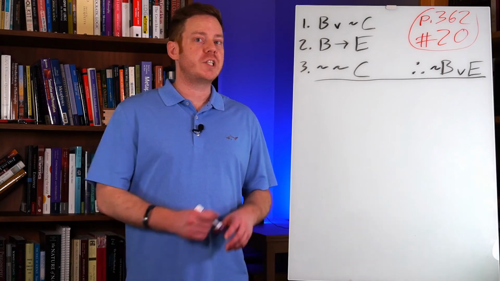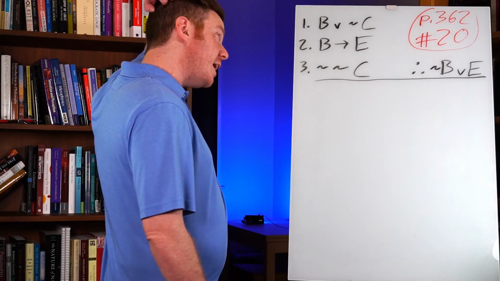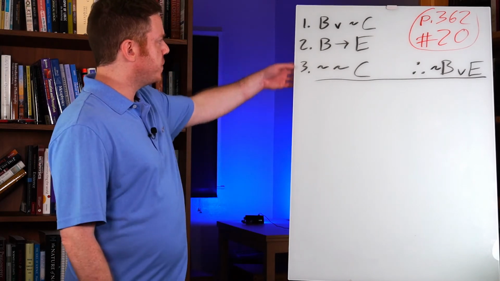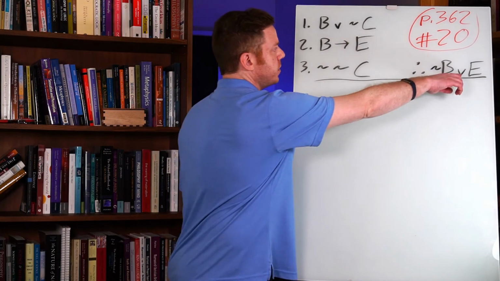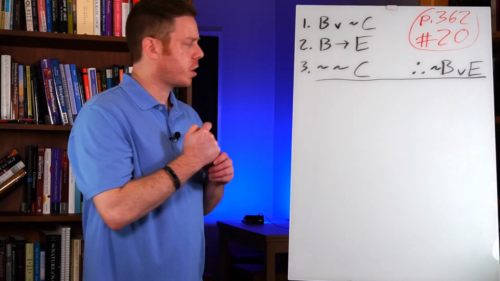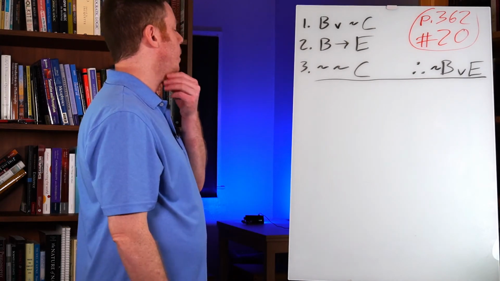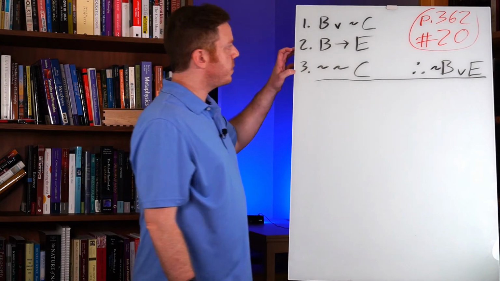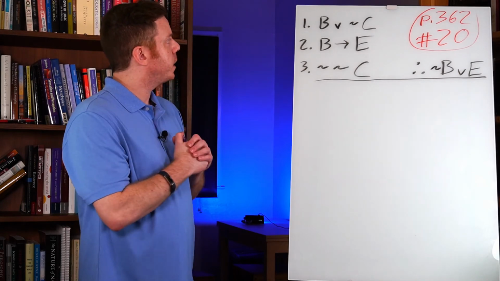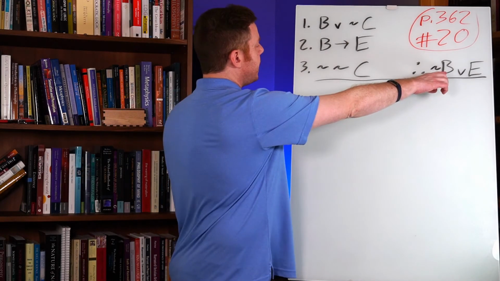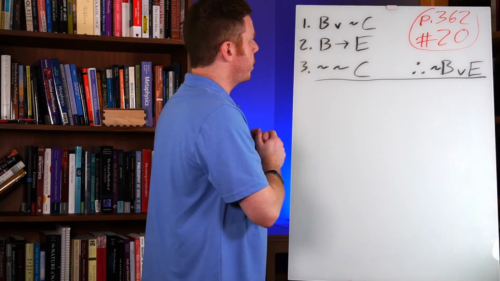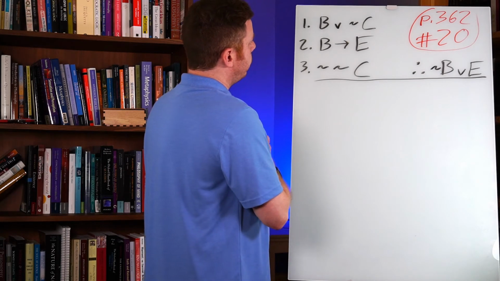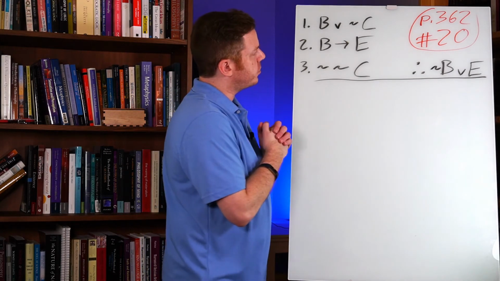Let's try one more example. So this is page 362, number 20. Here we got three premises. We're trying to get this disjunction as our conclusion. What are we going to do? Well, what do you see? Do you see your conclusion in your premises anywhere? Well, we got not B. Here we got B's in two different premises. We got E. What can we do? Well, that's not too helpful.